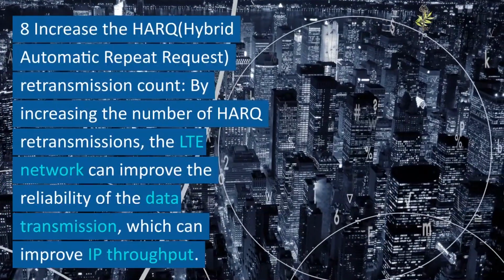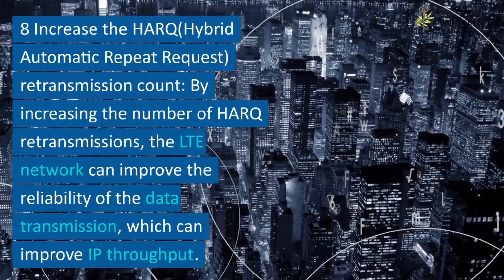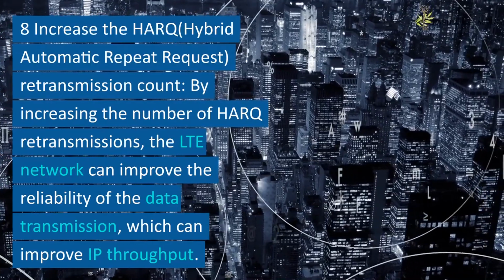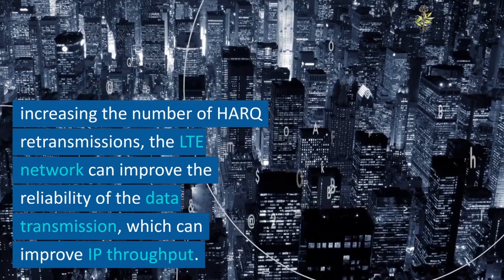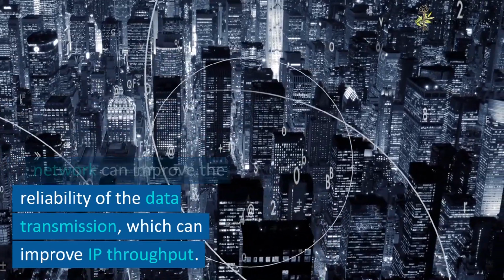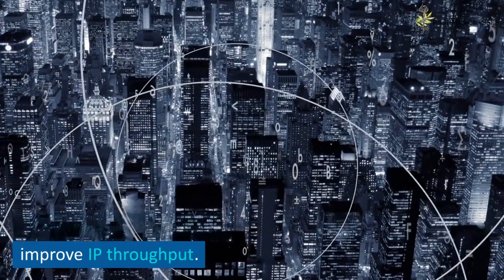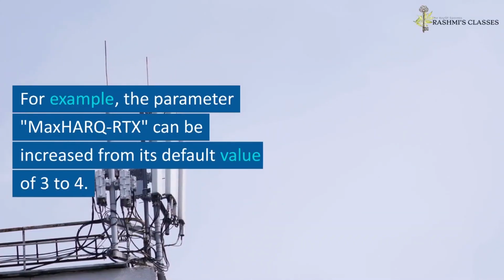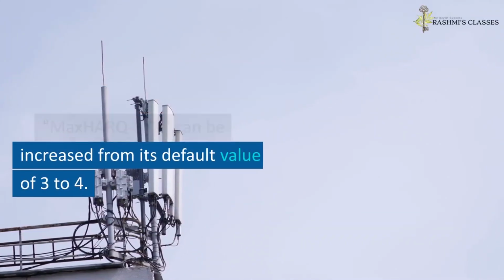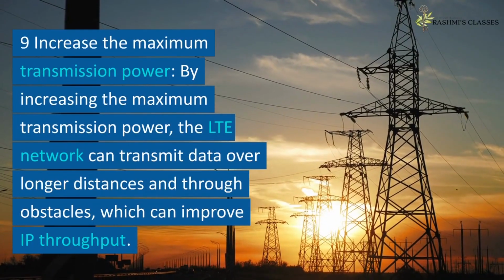8. Increase the HARQ, hybrid automatic repeat request, retransmission count. By increasing the number of HARQ retransmissions, the LTE network can improve the reliability of the data transmission, which can improve IP throughput. For example, the parameter max HARQ RTX can be increased from its default value of 3 to 4.